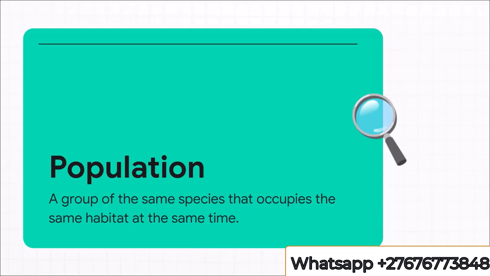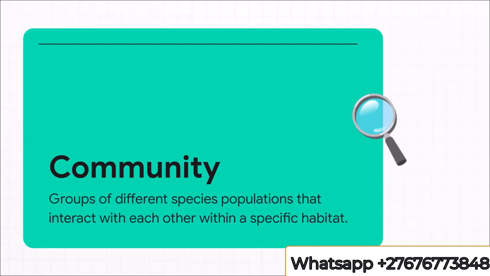Okay, so if a species is the general type of animal, a population is way more specific. It's a group of the same species all living in the same area at the same time. So we're not talking about every zebra in all of Africa. We're talking about that one specific herd of zebras you might see in the Kruger Park. That's a population. Now, let's zoom out one more level to the community.